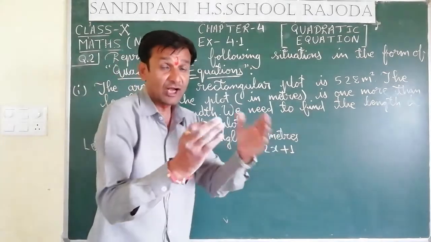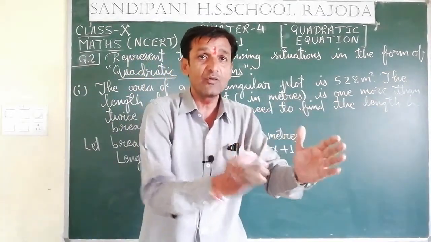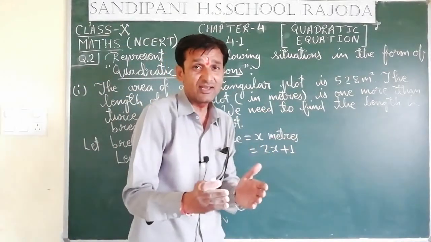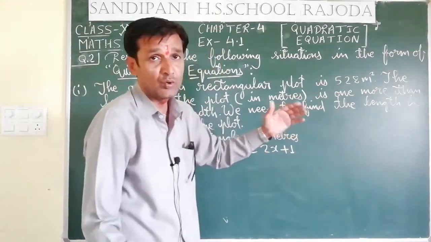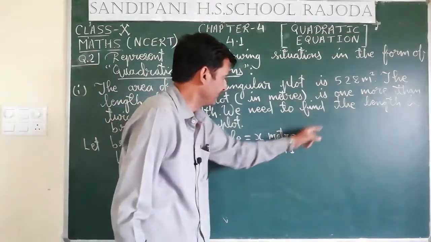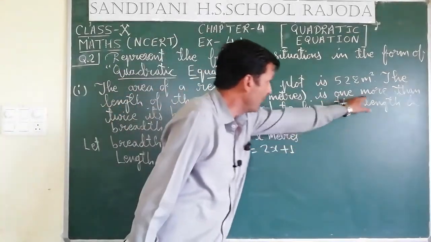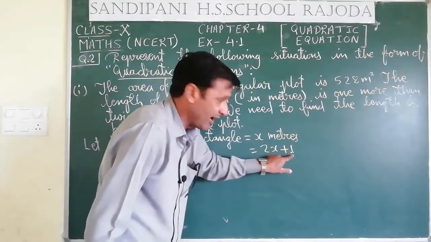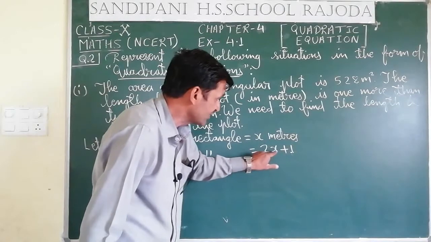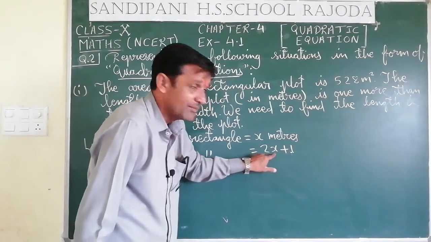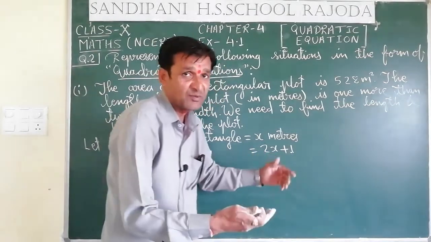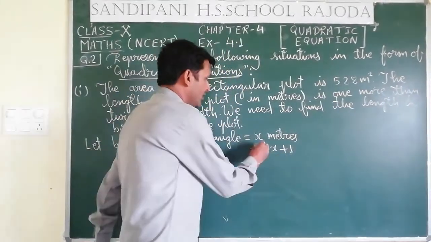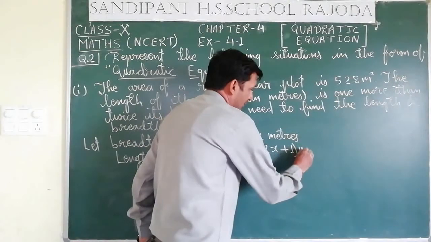It is the combination of English with mathematics, how to make the conditions in mathematical terms according to our English language. See, one more is represented by plus, one more than twice its width. Twice means two times means 2 into, so it will be 2 into x plus 1, so 2x plus 1 meters.